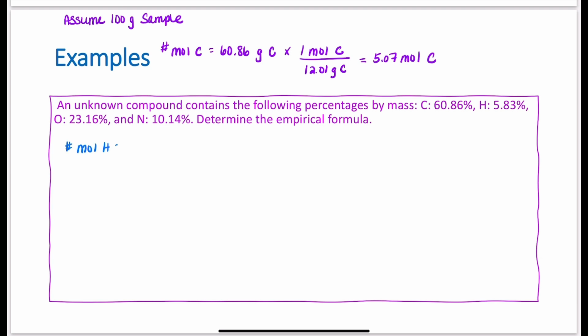Number of moles of hydrogen, 5.83 grams of hydrogen. One mole of hydrogen is 1.008 grams. This gives me 5.78 moles of hydrogen.